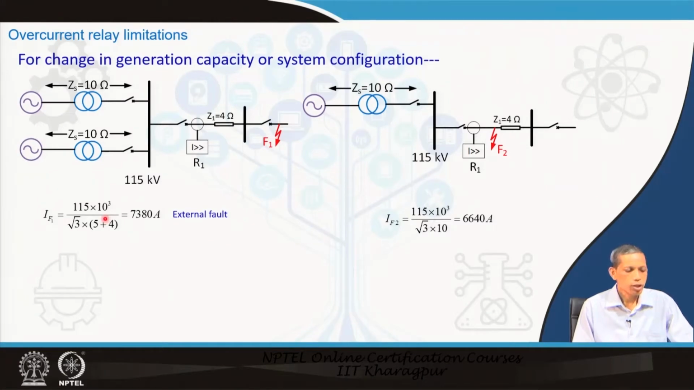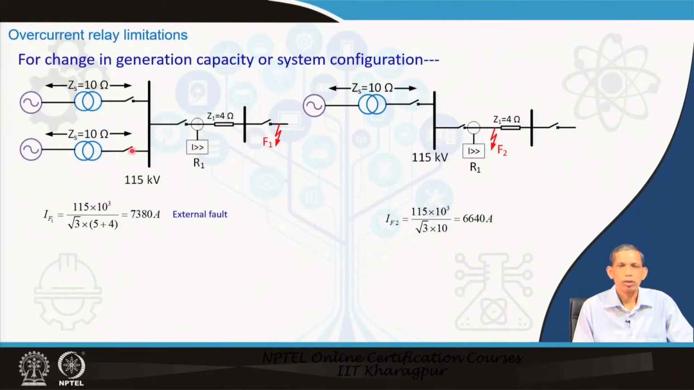So, this leads to a 3 phase fault F1, let us say. This leads to 115 times 10 to the power 3 voltage divided by root 3, and the impedance becomes, because this is parallel, if you take the Thevenin's equivalent, equal to 10 ohm: source impedance 5 plus 4. So, this gives us 7380 ampere for the external fault. So, this is the overcurrent relay, let us say.